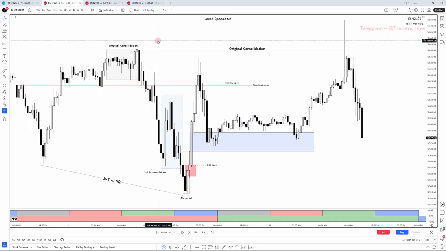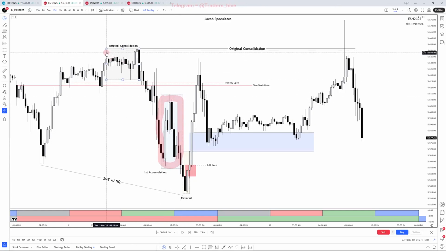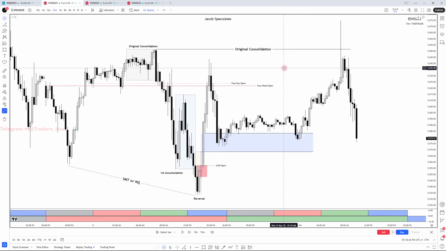Reversion levels. If you have a TPD and a reversion level, look to the left side of the chart. If you have a first phase accumulation and an original consolidation, it's game over. A true breaker. Now, let's go a little bit deeper.